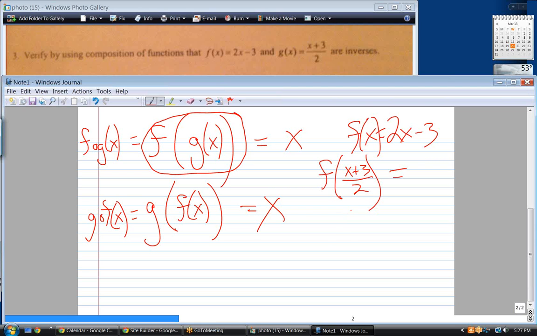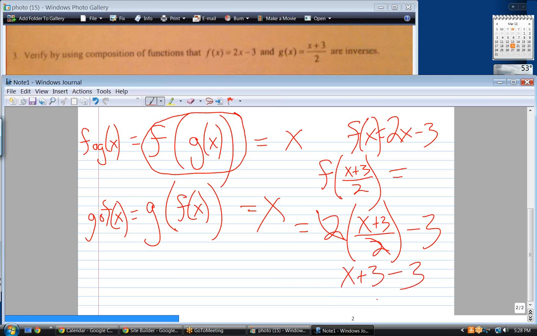It's going to be 2x plus 6. Okay, first of all, I'm going to substitute whatever this is in for x. Then I'm going to distribute. Well, we don't need to multiply the numerators because the 2's cancel. So now I have x plus 3 minus 3. That's equal to x. That shows it's the inverse. Those just cancel out.